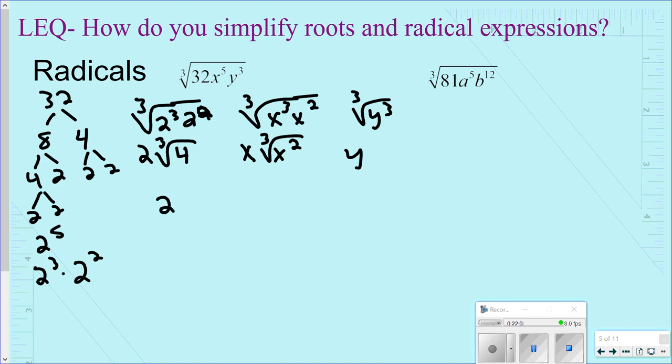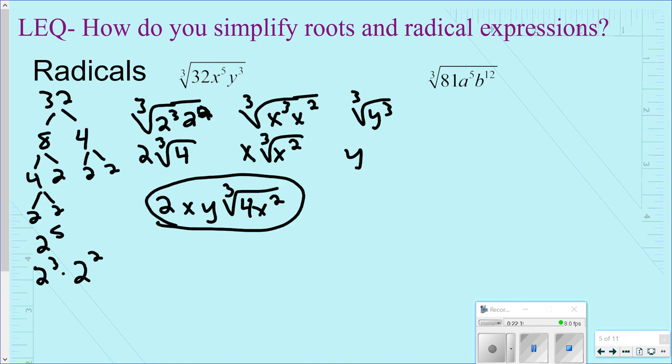Technically, we normally go in alphabetical order. So x, y, it doesn't have to be, but we usually do. Cube root, and then I have my 4x squared, and that is my final answer.